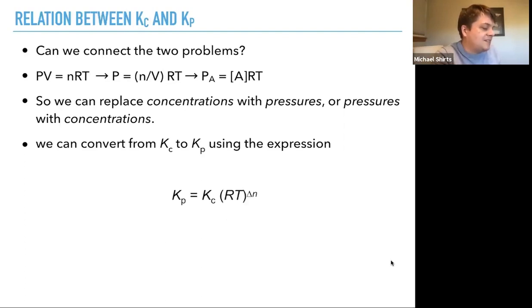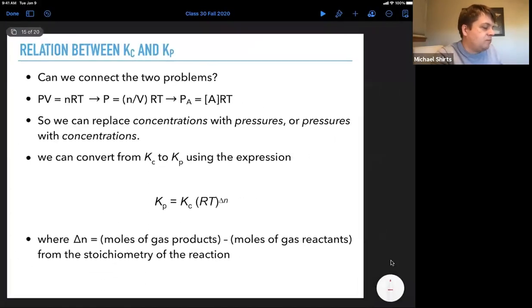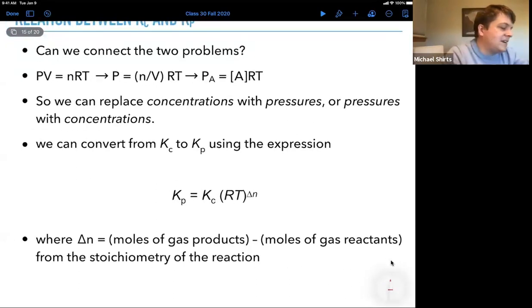Kp is equal to Kc times RT to the power of delta N, where delta N equals the moles of gas products minus the moles of gas reactants from the stoichiometry of the equation. Let's just do that with something really simple and prove this. So let's take a really simple problem. Let's just say we have Kp of a simple reaction where it's just B squared over A, right?